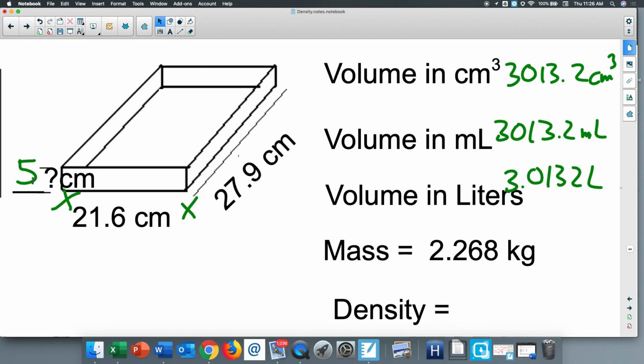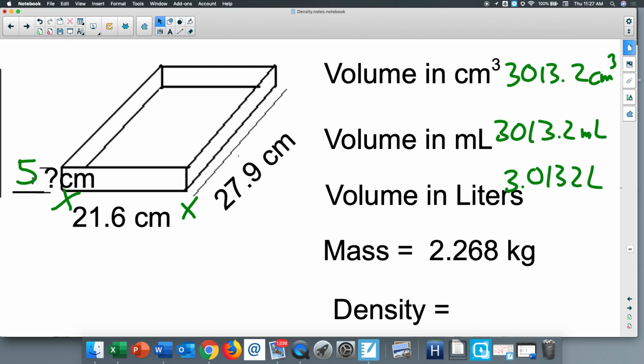You think about how big a 2-liter bottle is? Is this close to a 2-liter bottle in size, a little bit more? Yes. Could you maybe get 3 liters of soda in here? Maybe a little bit, our estimate is a little generous, but it's on the right scale. We didn't get 30 liters. We didn't get 0.3 liters. So it's on the right scale for something that size.